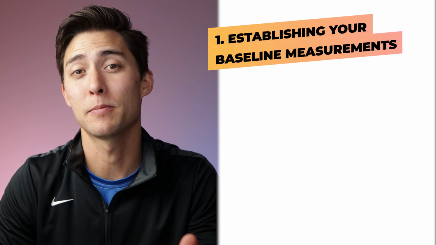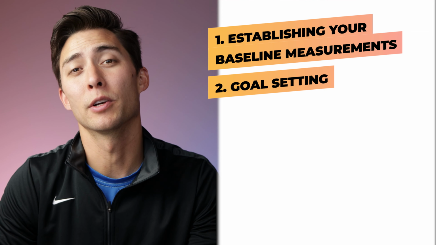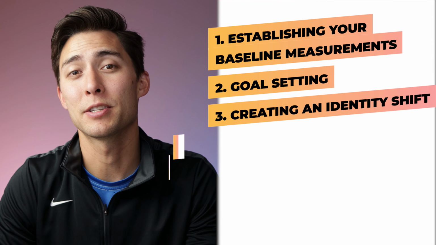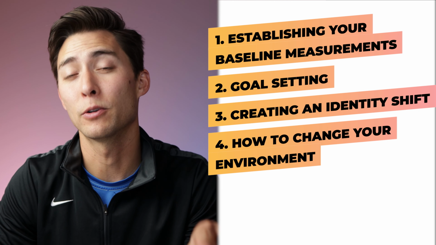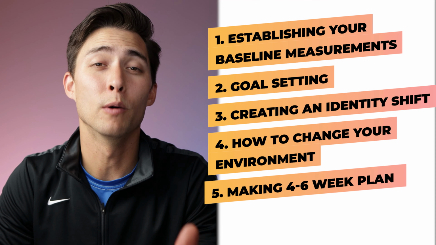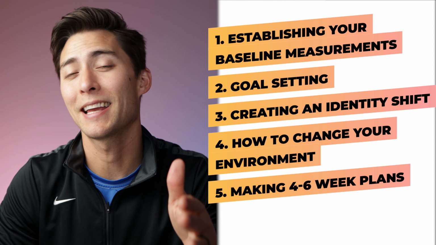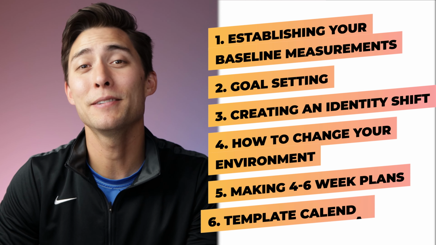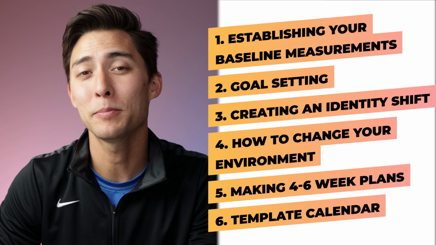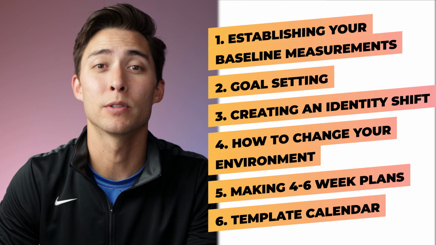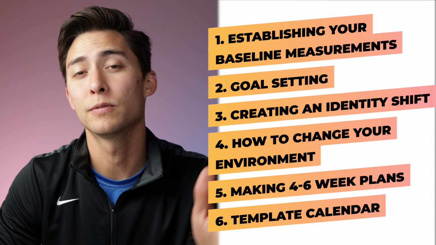Now for your plan and your program, we're going to go over some key fundamentals like establishing your baseline measurements, goal setting. We're going to go over creating an identity shift, how to change your environment around you. And then we're also going to go over some of the inner workings of a 4 to 6 week plan and calendar. And then at the end of the video, I'm going to give you a template calendar that you can use for yourself so you can create your own 4 to 6 week plan and program so you can stay on track and see the success that you want to see.